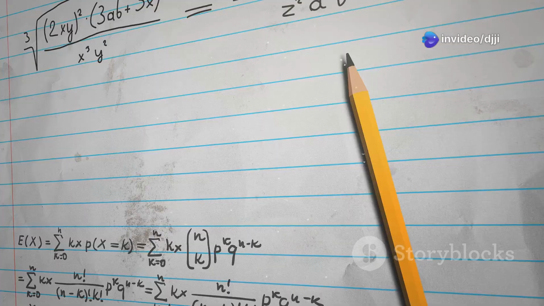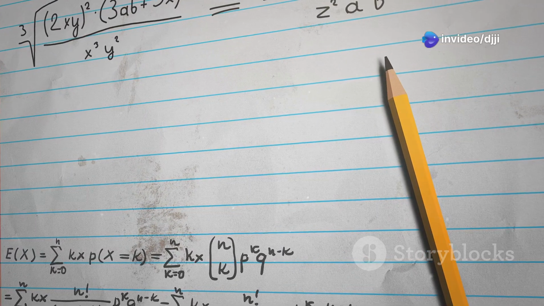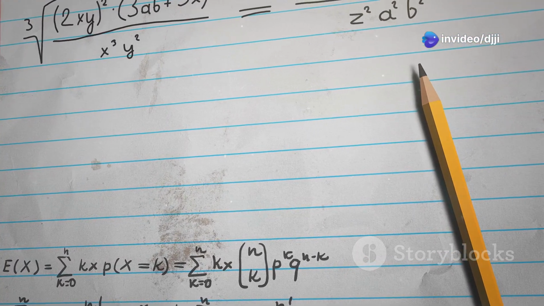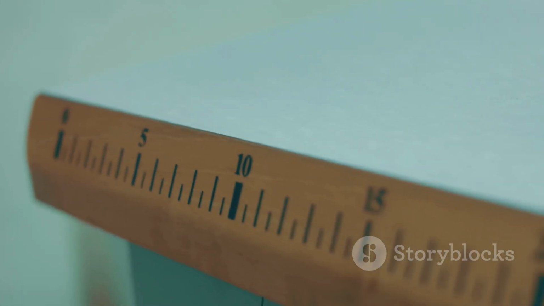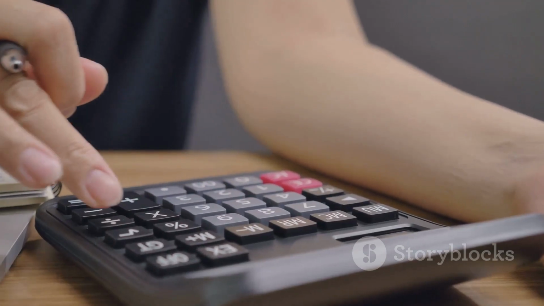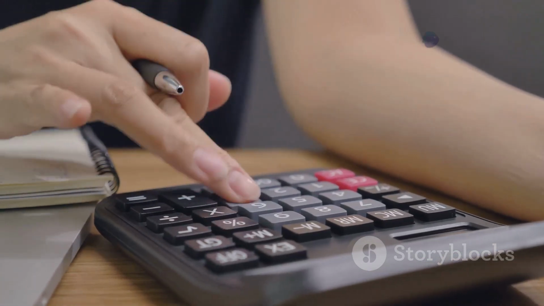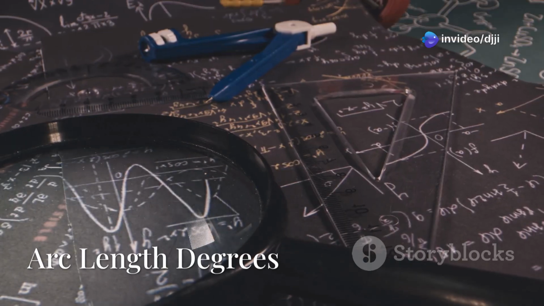2. Radians. If the angle theta is given in radians, the formula is s equals r theta. For example, if the radius r is 10 centimeters and the angle theta is 2 radians, then the arc length s is 10 times 2, which equals 20 centimeters.